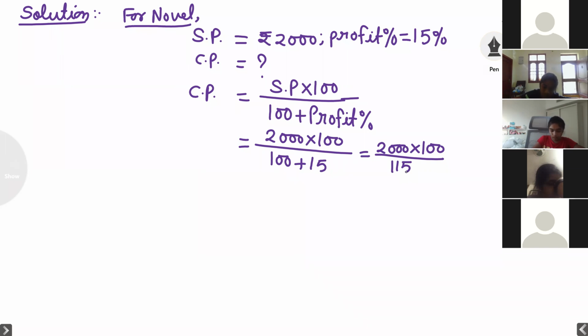Now, firstly, I am talking about the novel. SP is 2000 rupees, profit percentage is 15%, and I want to find out CP. CP is equal to SP into 100 divided by 100 plus profit percentage. I have substituted the value here: 2000 into 100 divided by 115. It will become around 1739 rupees.